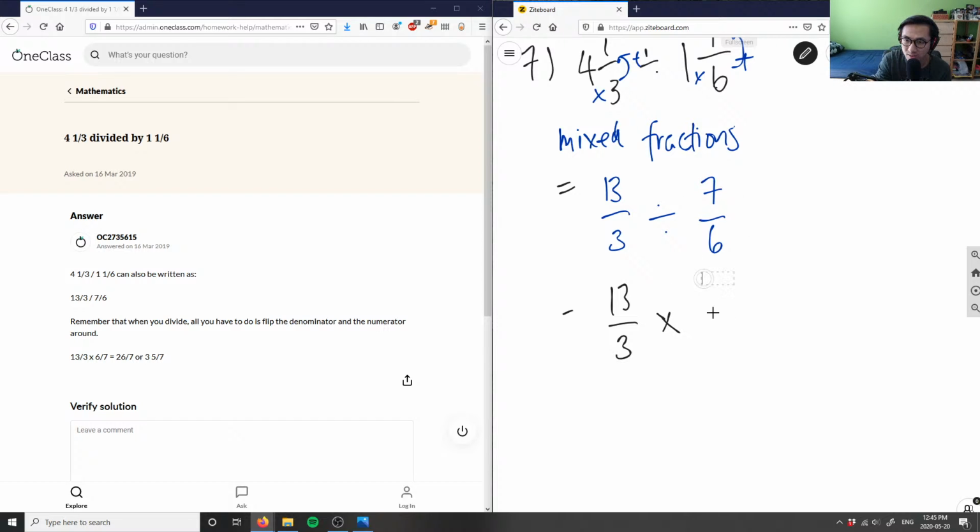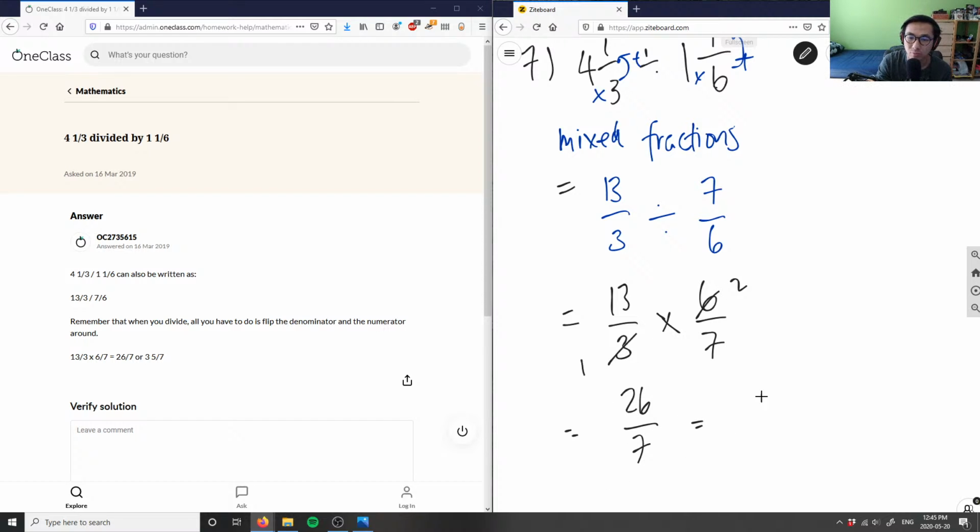So instead of 7 over 6, this would be now 6 over 7. And again, this question now becomes really easy, right? So I can simply just cross this guy out and divide these guys by 3. So I would have 26. 13 times 2 is 26 over 1 times 7 is 7. So I have 26 over 7.